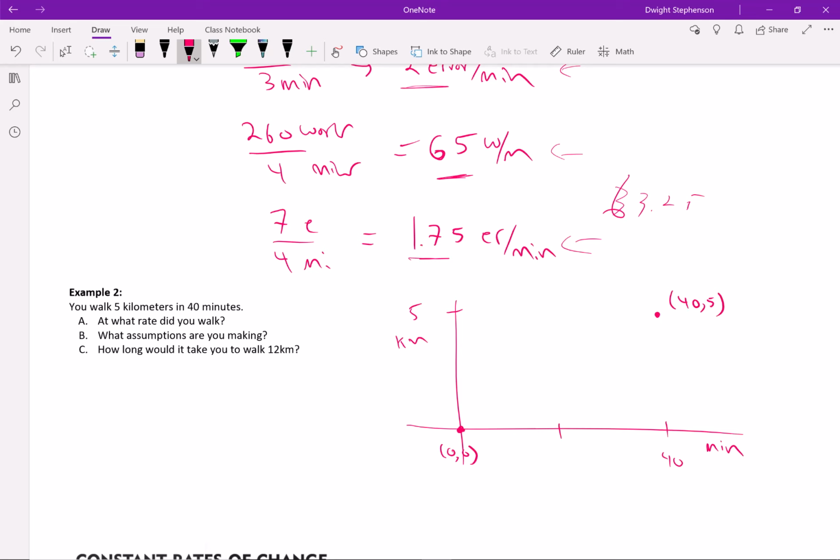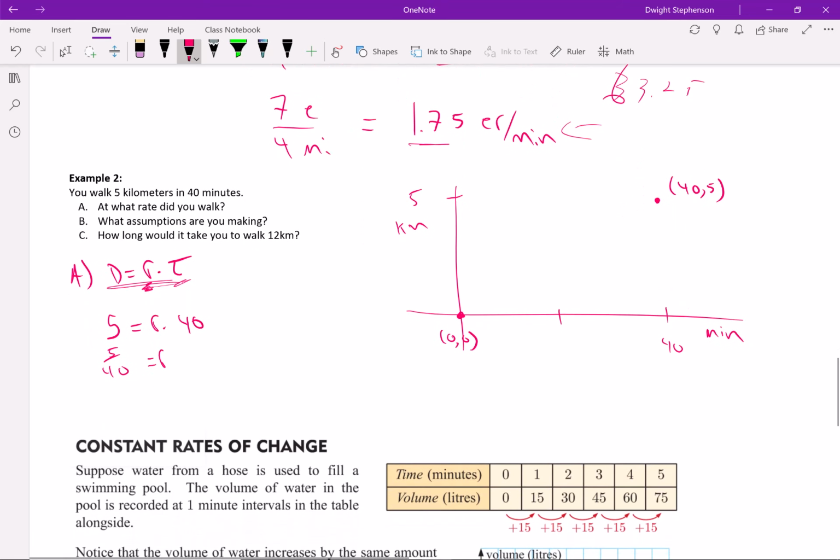5 kilometers. And we all hopefully know that distance equals rate times time. That's kind of a basic physics thing: how far you go is equal to the rate at which you go times how long you go. And so this person walked 5 kilometers in 40 minutes. In this case, the distance is 5, the rate is what we want to know, and the time is 40. So the rate would be 5 over 40, 5 kilometers in 40 minutes, or 1 kilometer in 8 minutes.